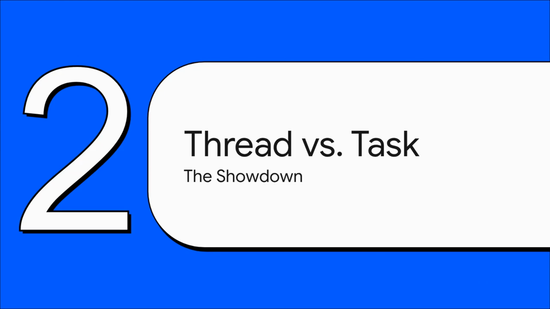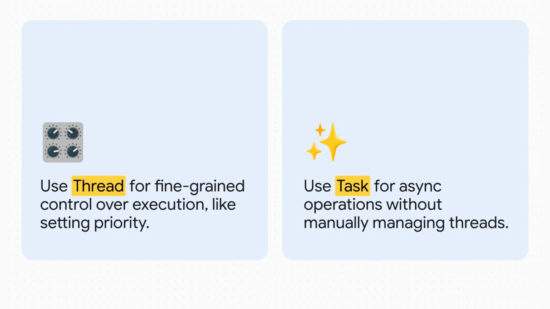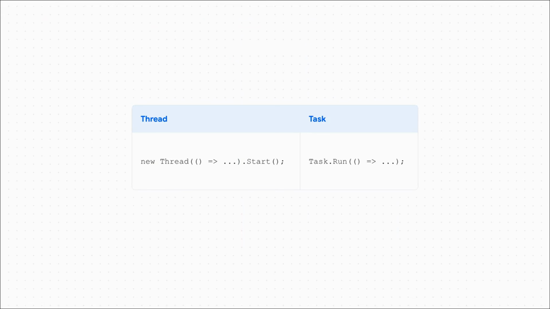Okay, so we've got the low-level powerhouse and the high-level smart abstraction. So, when do you use which one? Let's throw them in the ring and see how they stack up. And this slide right here really nails the core difference. The rule of thumb is pretty simple. You only grab a thread when you absolutely need that down-to-the-metal control. Like, you need to tell the operating system, this job is more important than anything else, give it priority. For pretty much everything else you'll do day to day, especially with modern async await code, task is going to be your best friend.